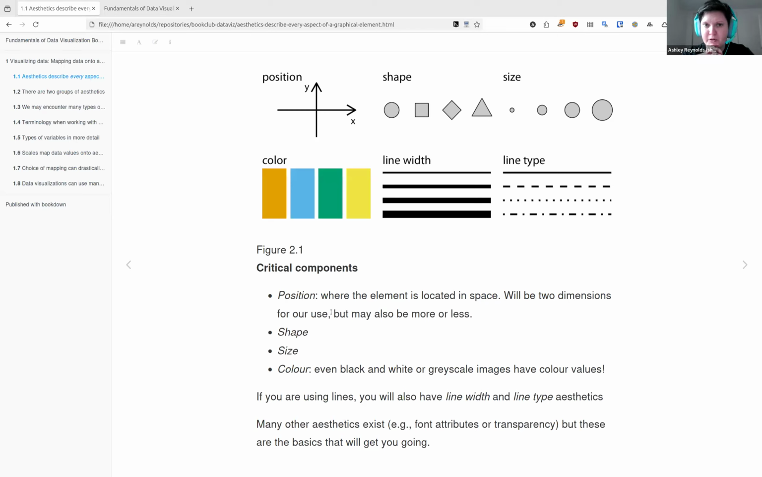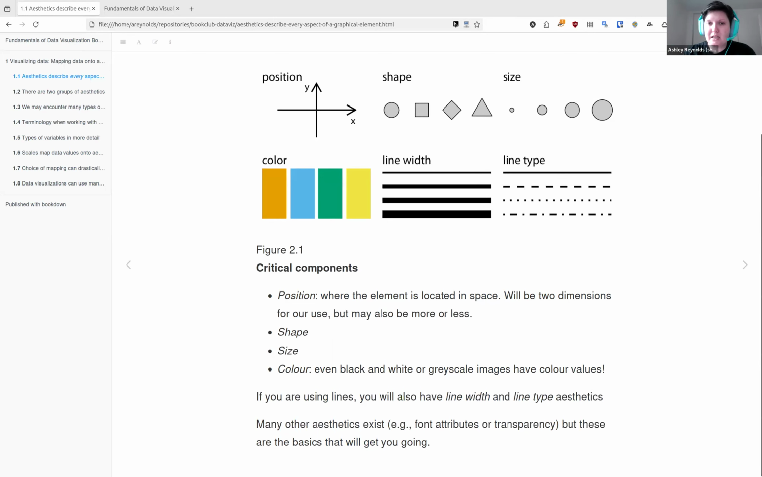Shape and size are both critical components, and those are pretty self-explanatory, as well as color. Color is interesting because when we think about color, sometimes we don't think about black and white as being colors, but for the purposes of data visualization, you do still need to assign them a color value. So, for example, if your background is black, you do need to assign the color white to something, or else it won't show up on a black background. Likewise, if you have a white background, you need to assign something as black, or else it won't show up.